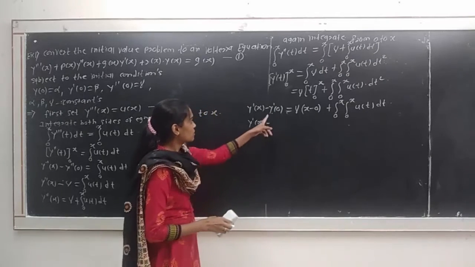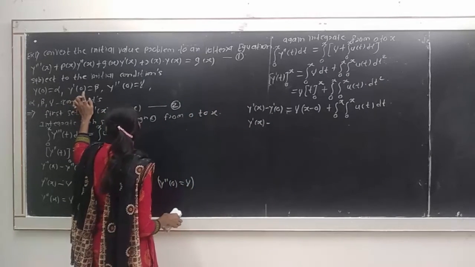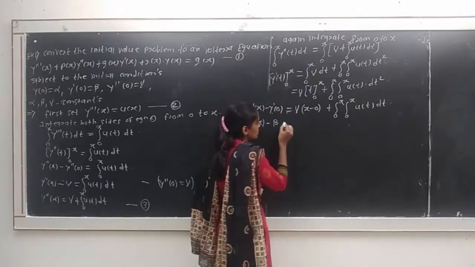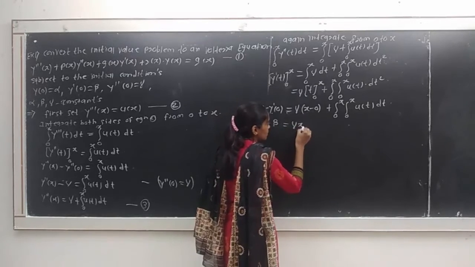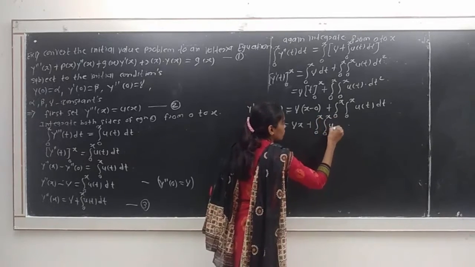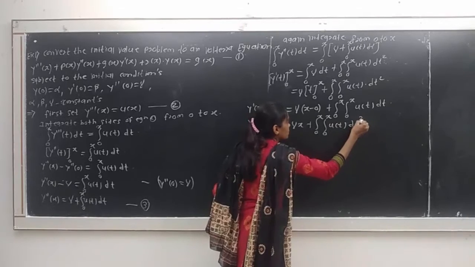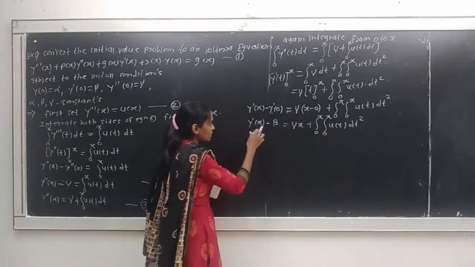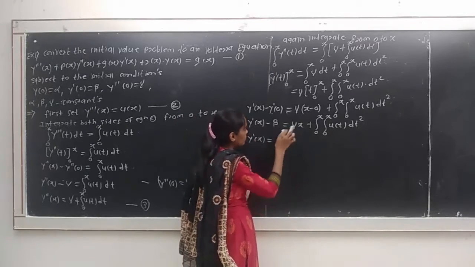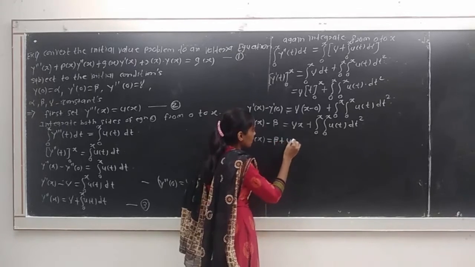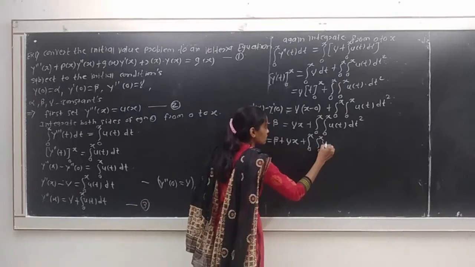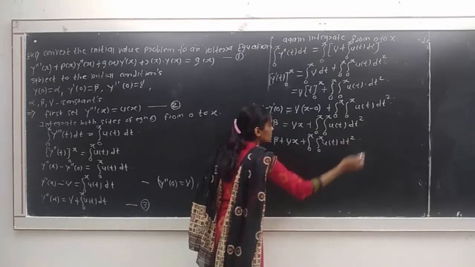Again we put here the initial condition. It is given that y dash of 0 is equal to beta. Therefore we put here beta is equal to gamma x minus 0, that is gamma x, plus the integration from 0 to x of u of t dt square. Here also dt square. Then y dash of x is equal to, we shift this beta to this side, that is beta plus gamma x plus the integration from 0 to x of u of t dt square.